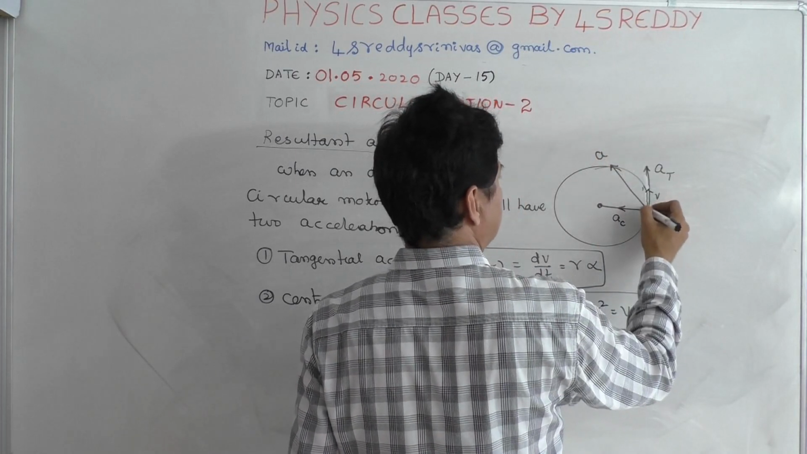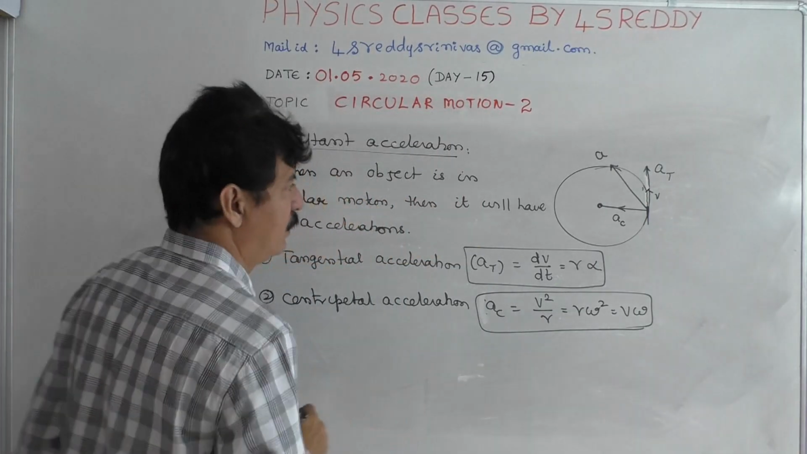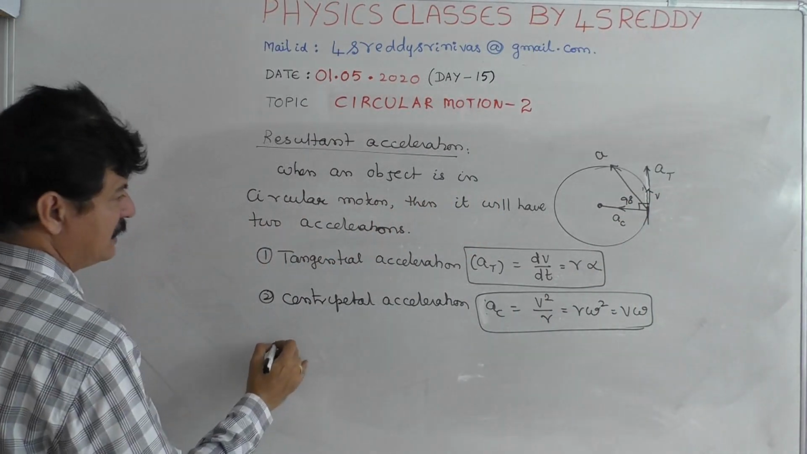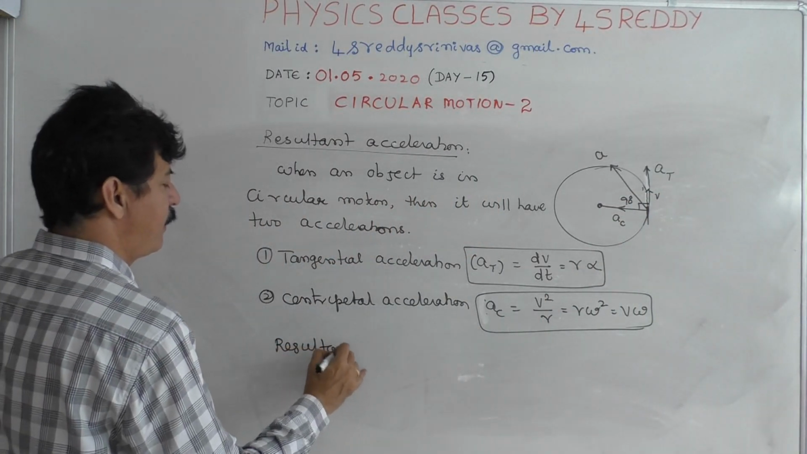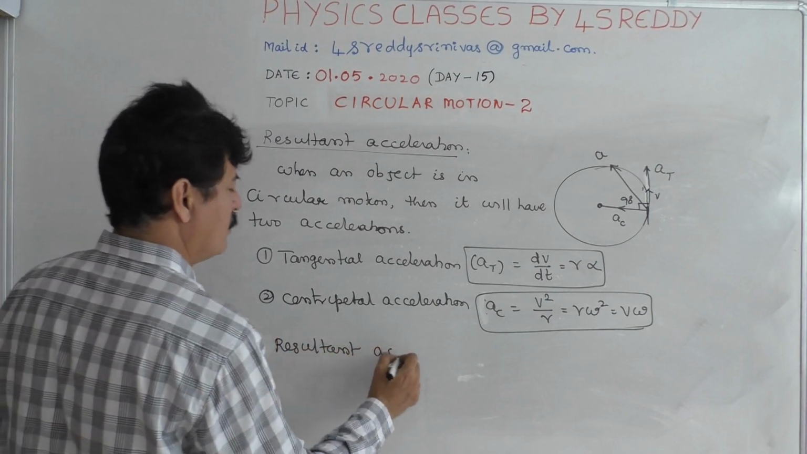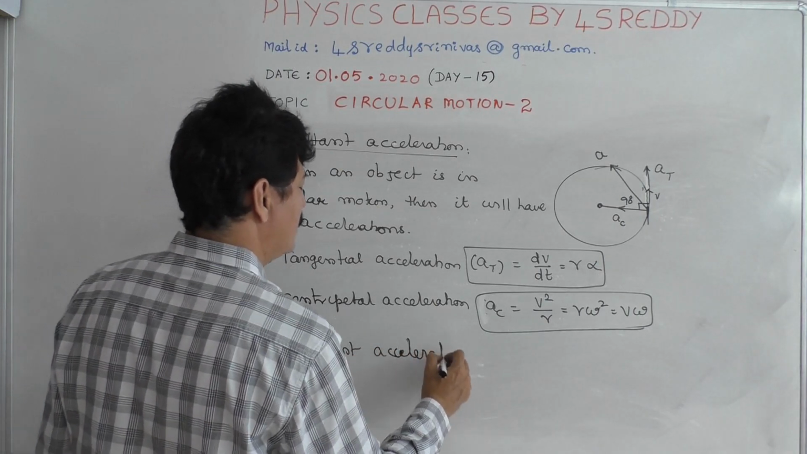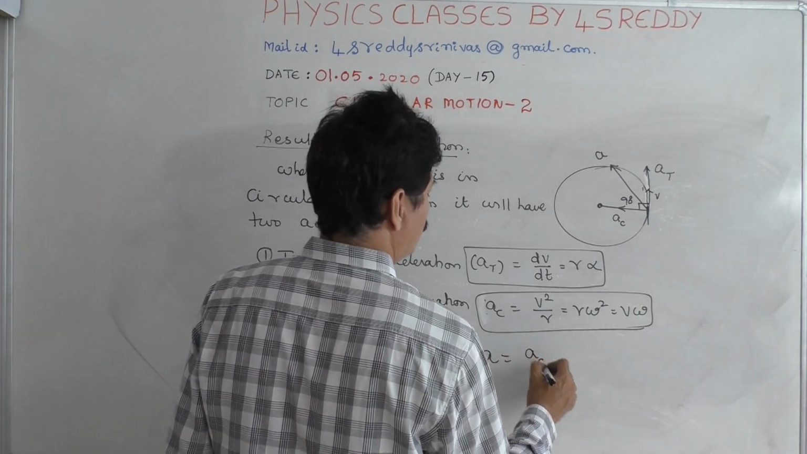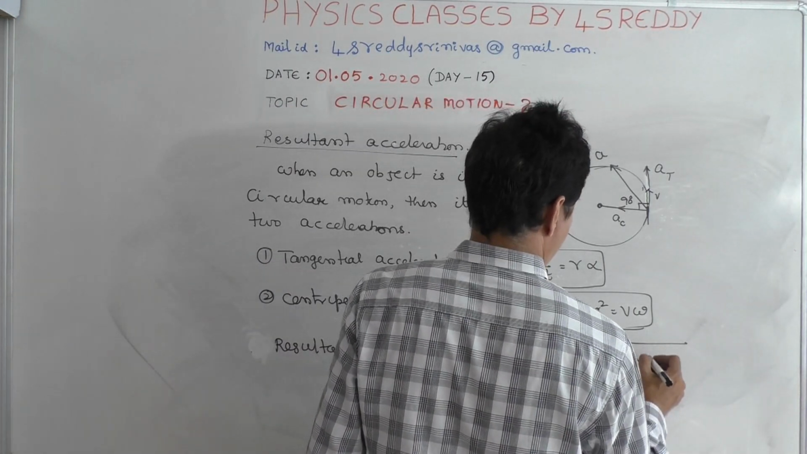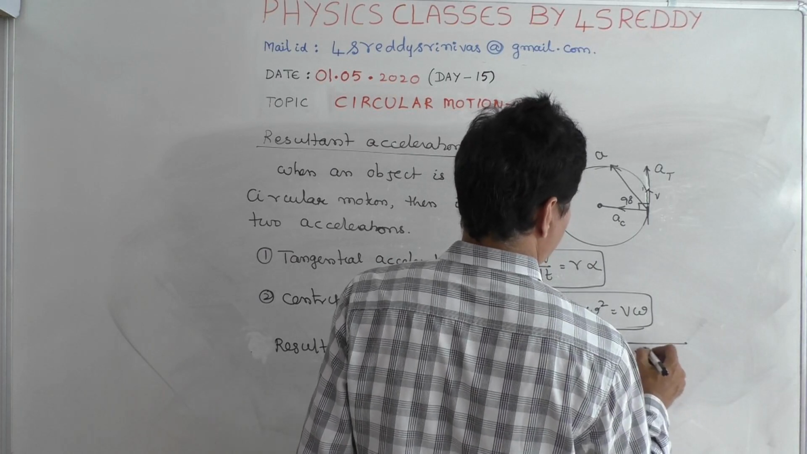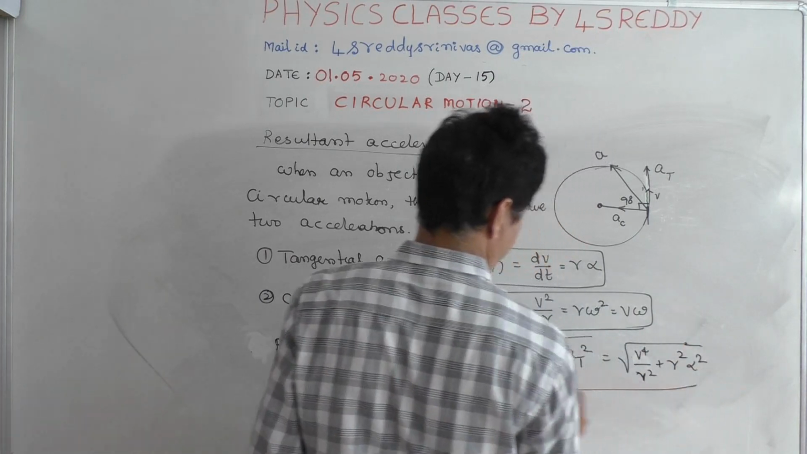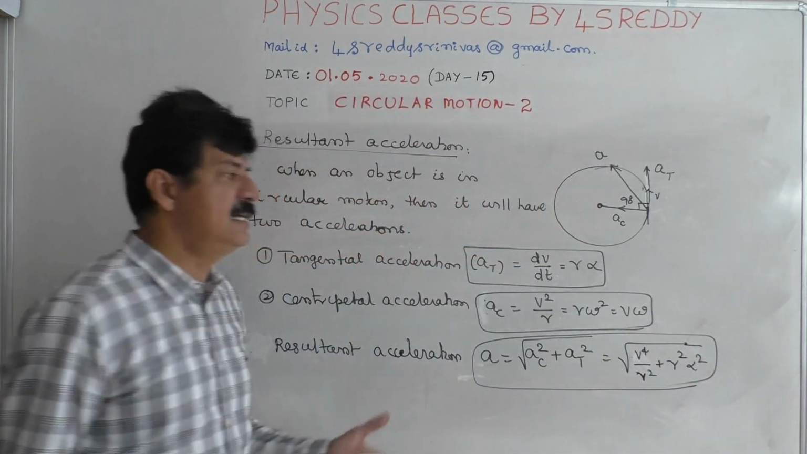Therefore, the angle between these two is 90 degrees. Therefore, the resultant acceleration A is given by A is equal to root over A_C square plus A_T square. That is root over v power 4 by r square plus r square alpha square. This is the resultant acceleration.